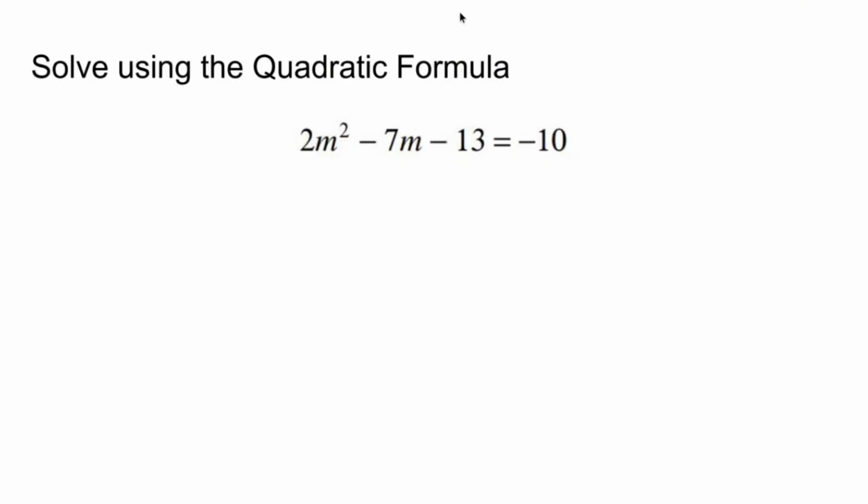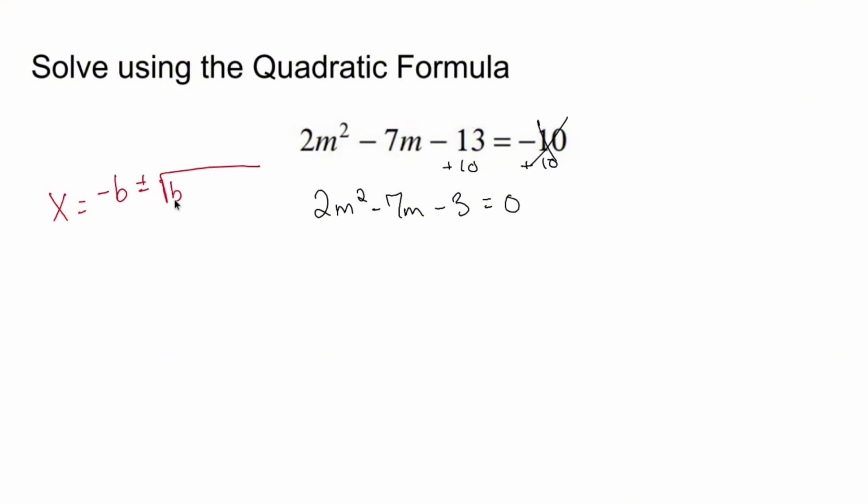Solve using the quadratic formula. Well, before we can even use the quadratic formula, we have to make sure that this is equal to 0. So let's add 10 to both sides. And by doing so, we get 2m squared minus 7m minus 3 equals 0. Now we can use the quadratic formula. X equals negative b plus or minus square root b squared minus 4ac all over 2a. So what's a, b, and c? Your a. B is negative 7, and c is negative 3.